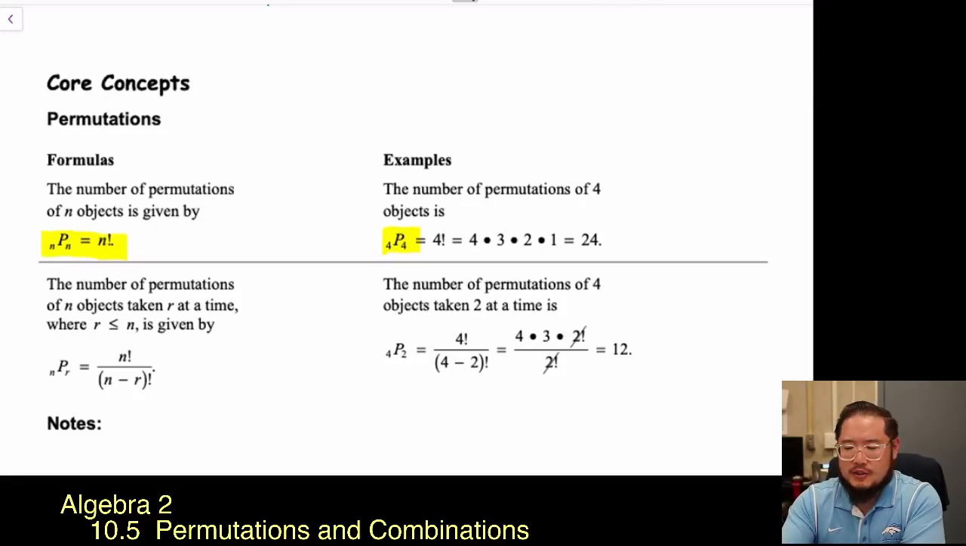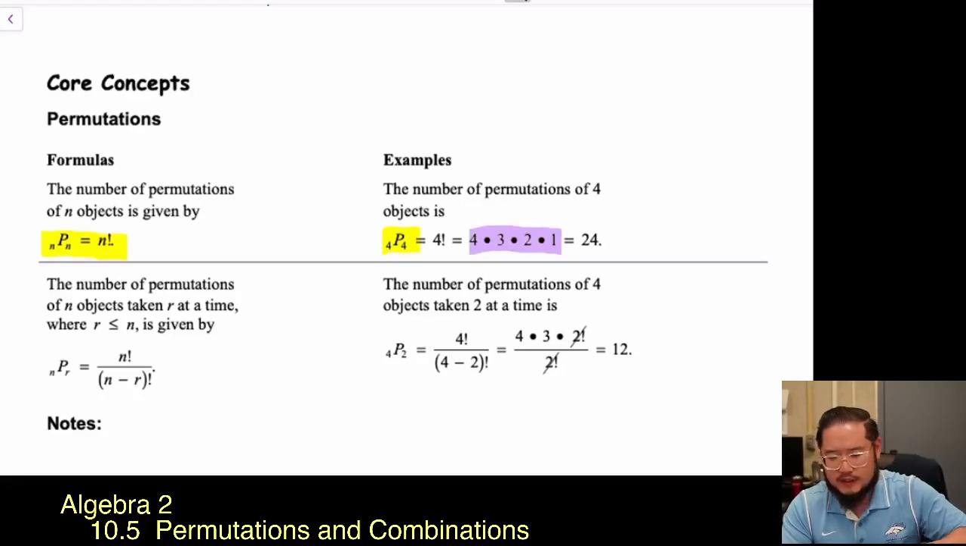And as I mentioned earlier, factorial is taking a number and multiplying each and every integer from 1 all the way up to that number. So right here, for this instance, you take 4 times 3 times 2 times 1, you multiply it together, and that is 4 factorial, which happens to be 24.